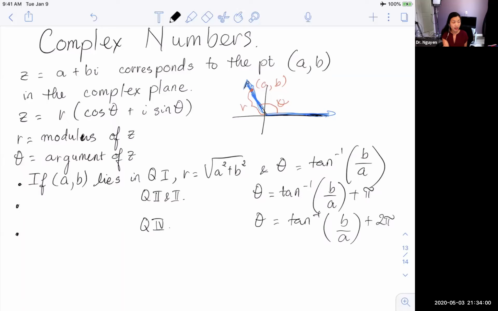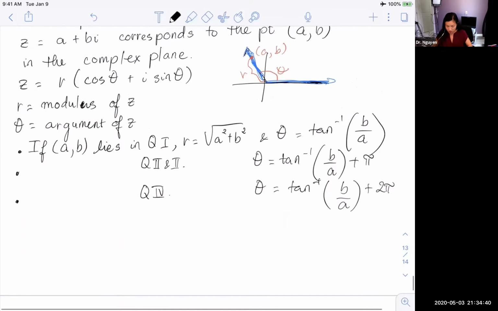Right, so the point (a, b) lies on the terminal side of the angle theta, where theta is graphed in standard position. R is called the modulus of z, and theta is called the argument of z. All right, so in order for us to find theta, you have to look at the quadrant where (a, b) lies. Okay, so I have all the information for you right there. Let's just try a problem.